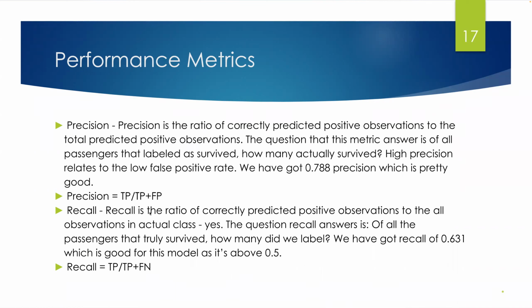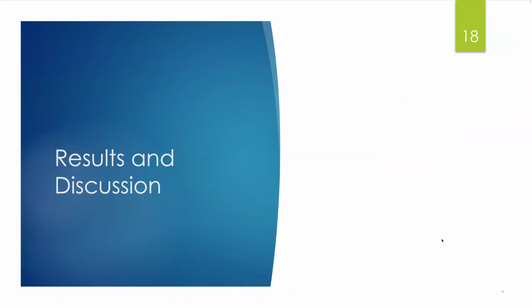Recall. Recall is the ratio of correctly predicted positive observations to all the observations in the actual class. The question recall answers is: of all the passengers that truly survived, how many did we label? We have got a recall of 0.613, which is good for this model as it is above 0.5. So let's talk about the results and discussion.